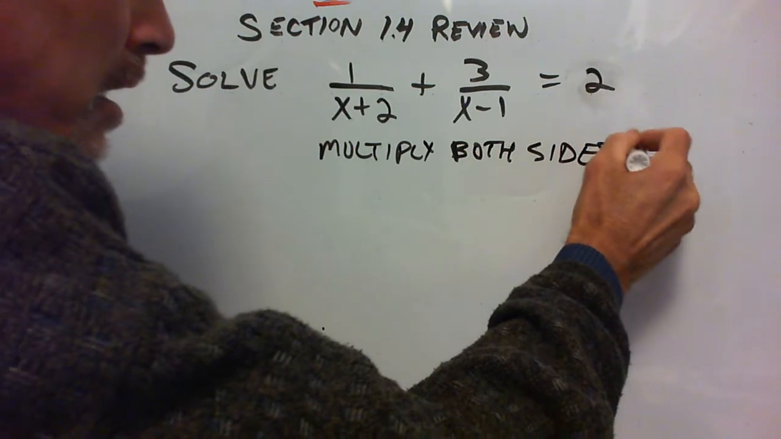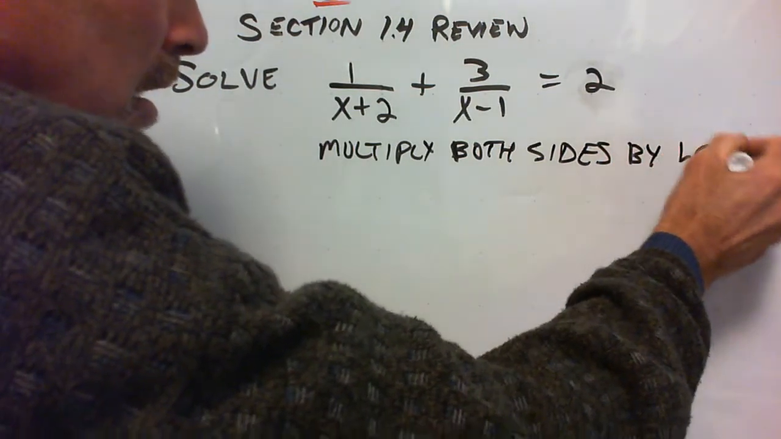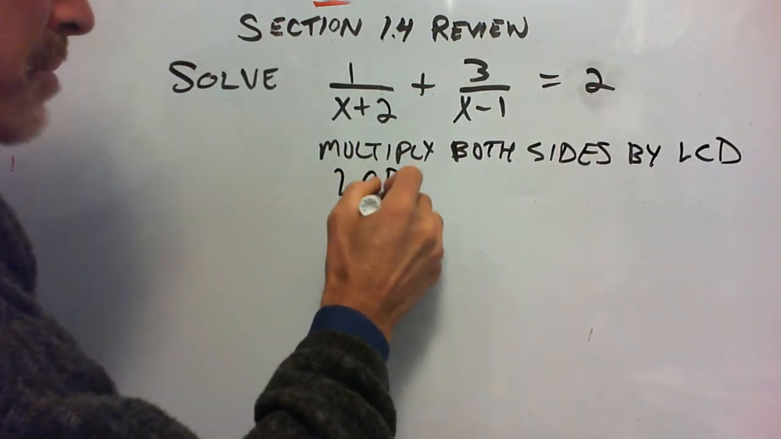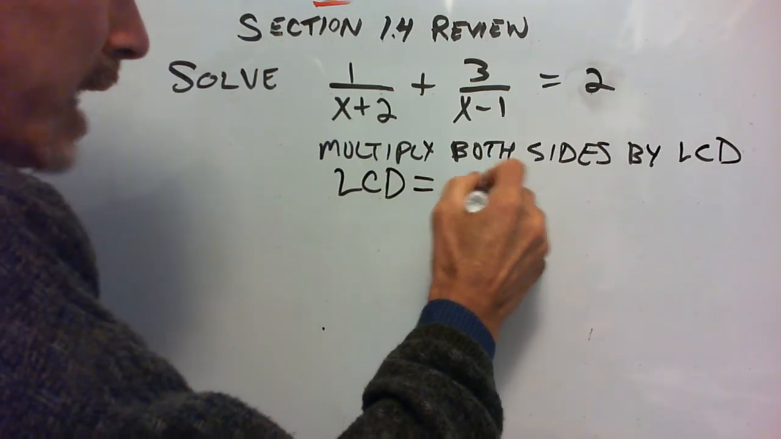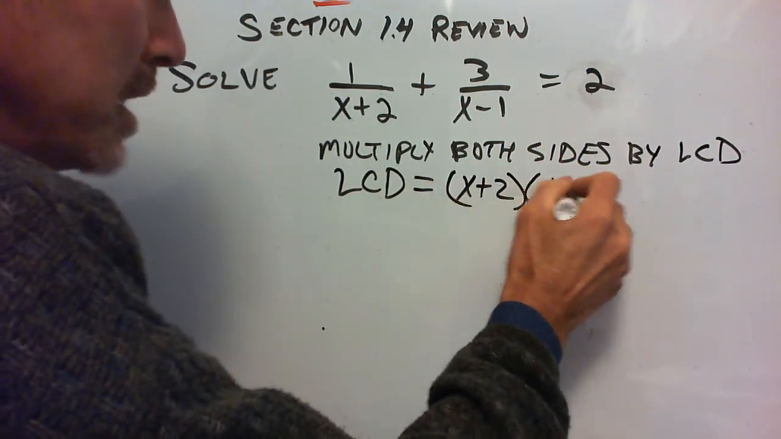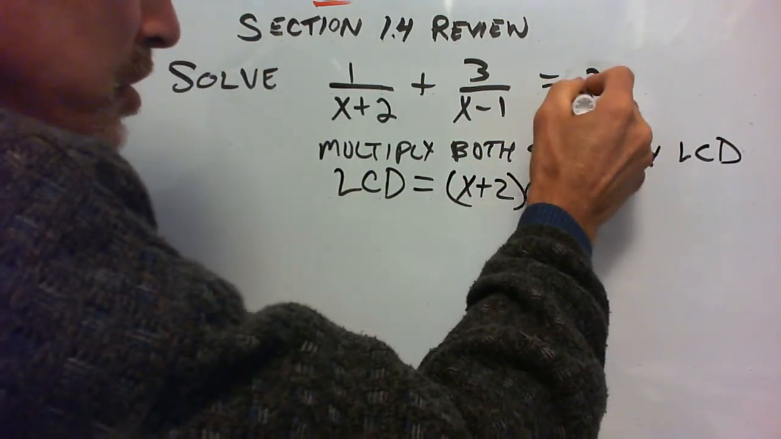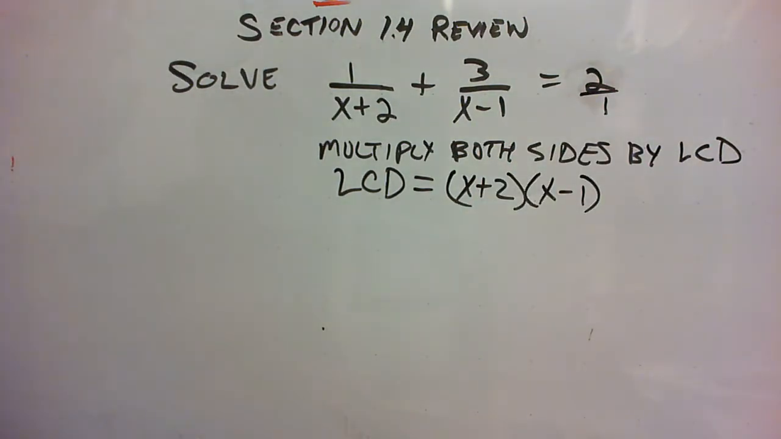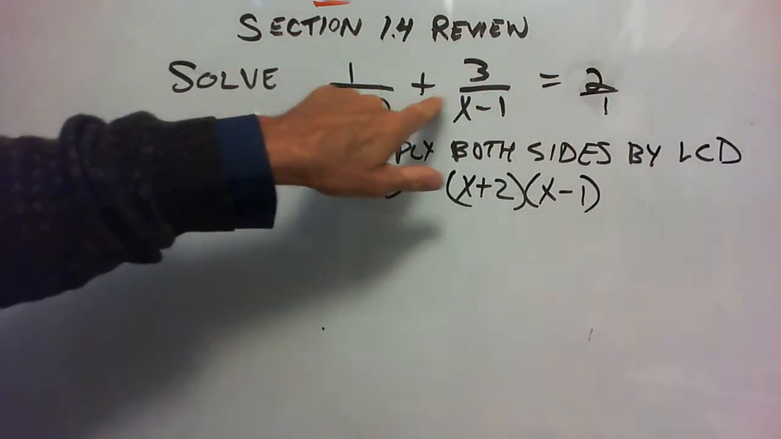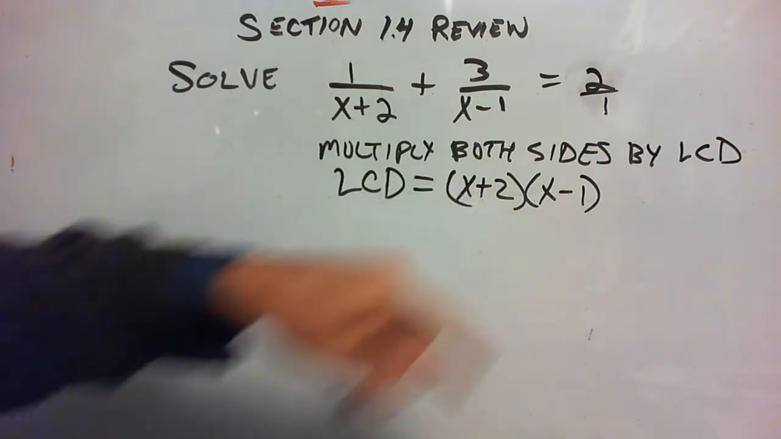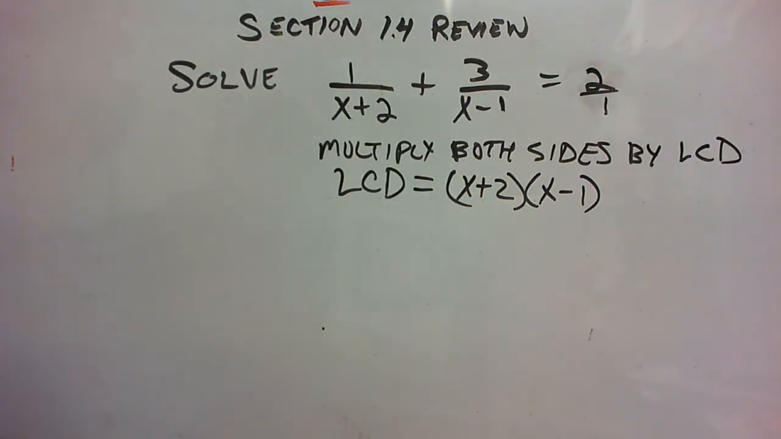And in this case, the least common denominator is going to be x plus 2 times x minus 1, because 2 is just 2 over 1. So multiply both sides, all the terms, by that least common denominator and simplify it and go from there.